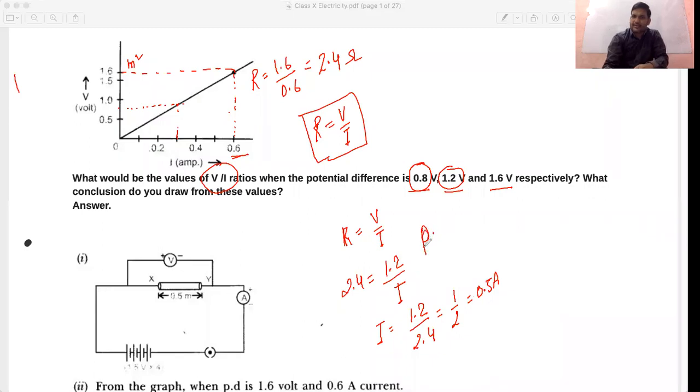Once you use the formula R is equal to V by I for this value, once again you put the resistance here as 2.4 and V by I. V is your 0.8 and I you want to calculate. Now it can be calculated. Okay? It's done or not? Is it clear to all of you or not? We can erase these.